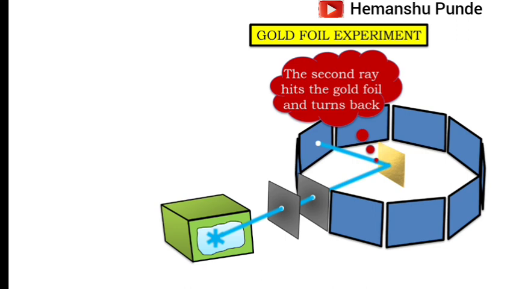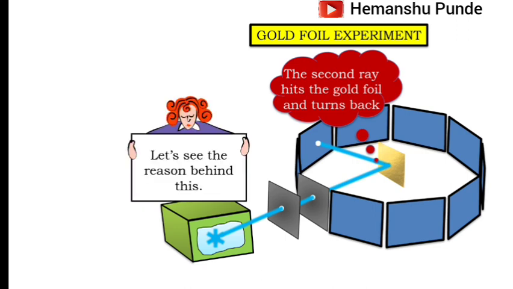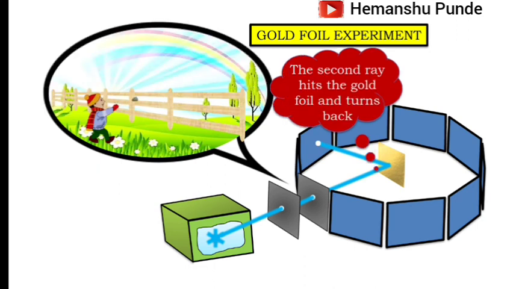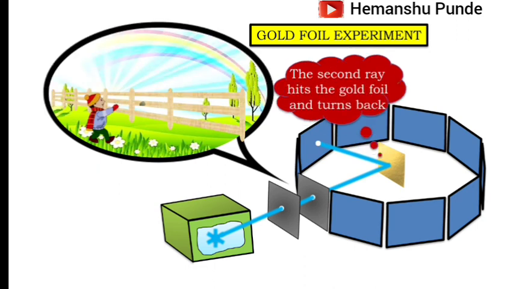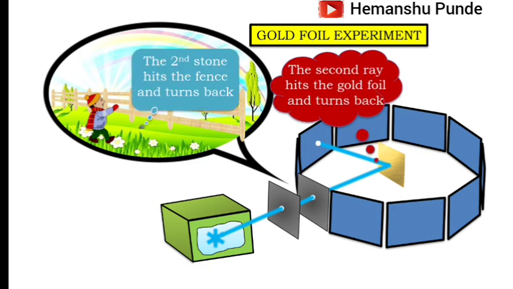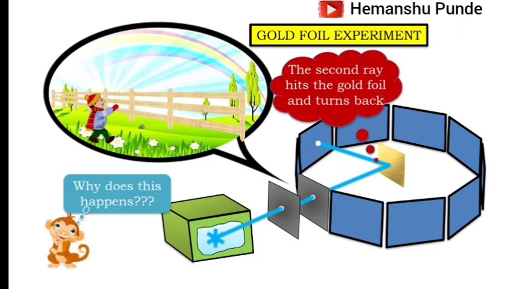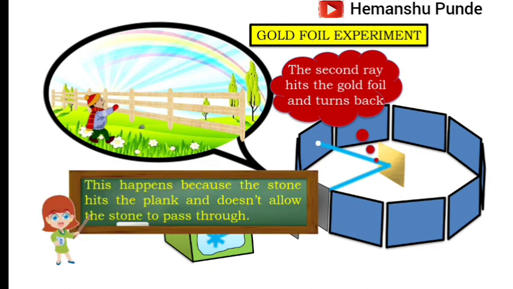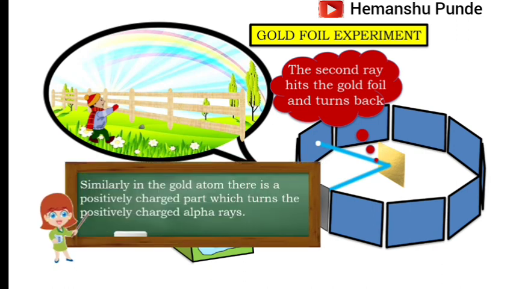Now again, what happened? The second ray hits the gold foil and turns back. Let's see the reason behind this. Now again, the same experiment. The boy is throwing a stone onto the fence. The second stone hits the fence and turns back. Why does this happen? This happens because the stone hits the plank, which doesn't allow the stone to pass through. Similarly, in a gold atom, there is a positively charged part which turns back the positively charged alpha rays. Positive will repel positive.